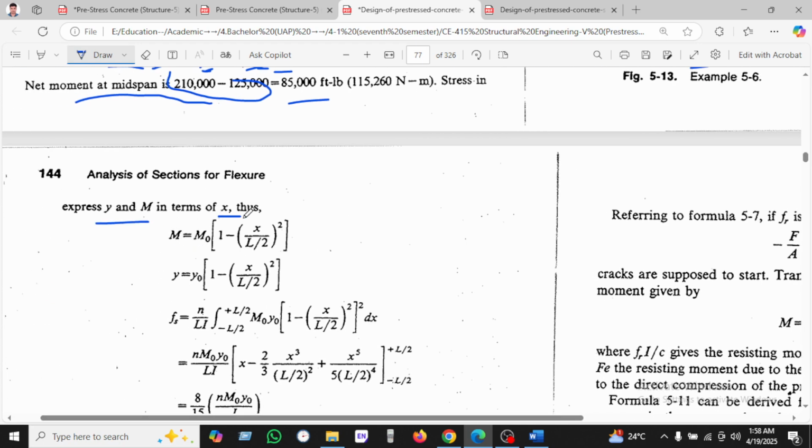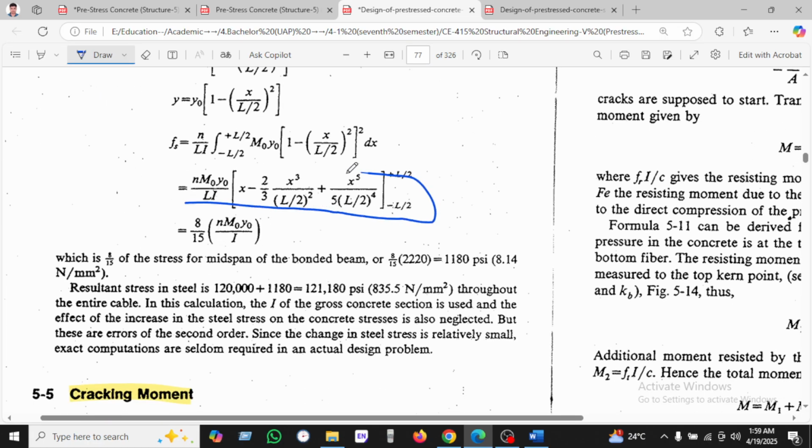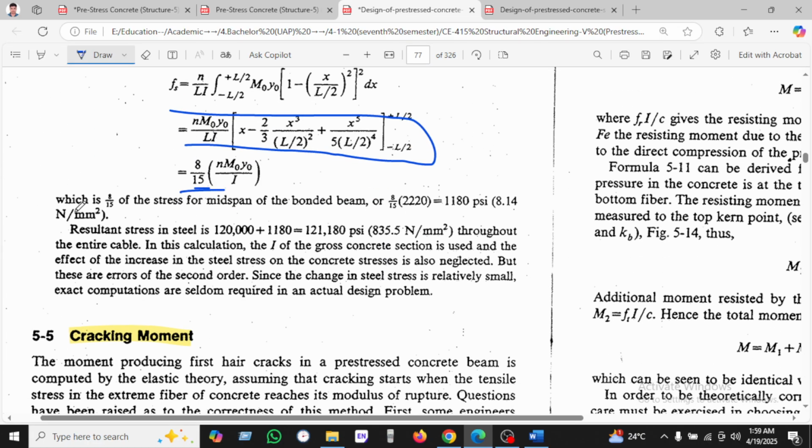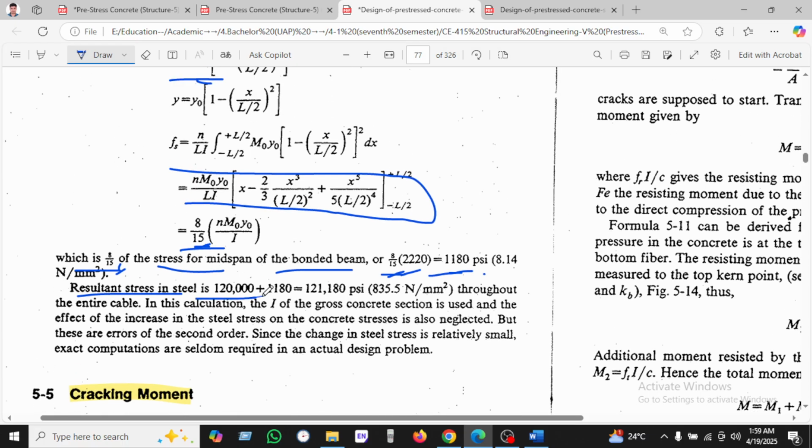And express y and f's, we have been finding this formula and putting it here. So 8 by 5 is the stress at mid span, this is 5 by 8, and for the bonded beam it is 5 by 15, sorry, it will be 8 by 15, and at mid span 8 by 15, which is 11 into 220, which is 118 psi. The resultant stress is still this value and this value, and through this we find the entire table.